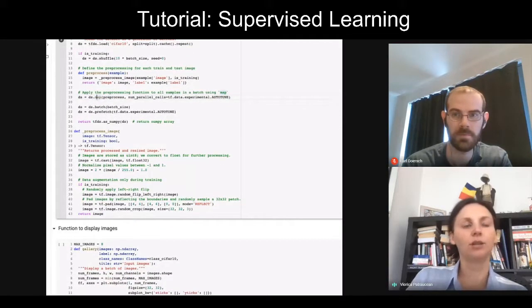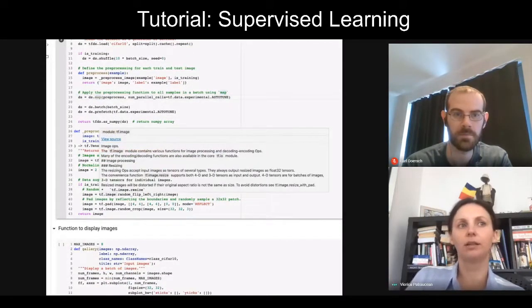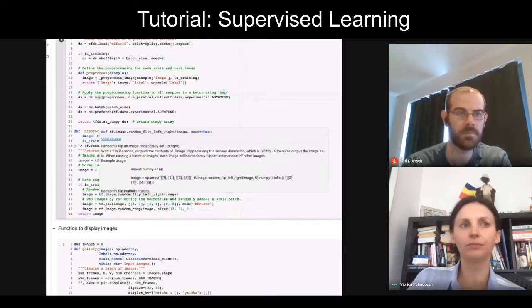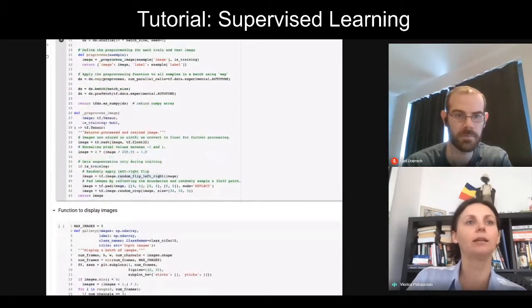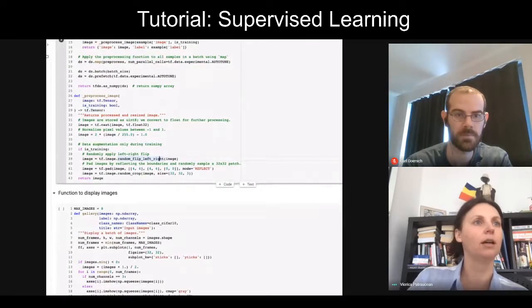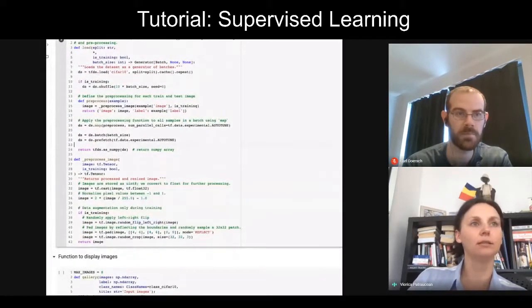And then during training, we also apply random flip, left, right. This is a sort of data augmentation, and this generally improves performance. And we take random crops such that we make the network more invariant to translations of the objects. Okay, so let me run this cell.